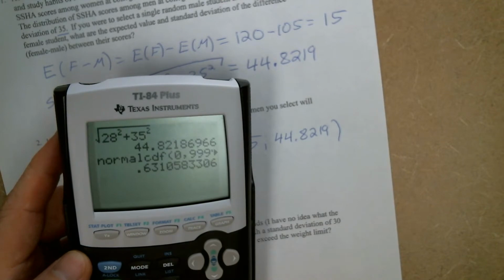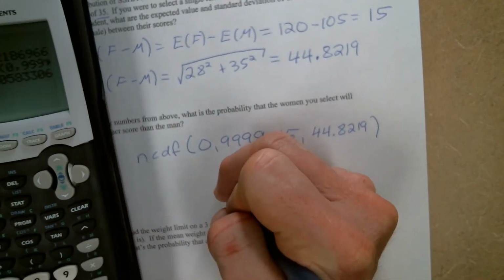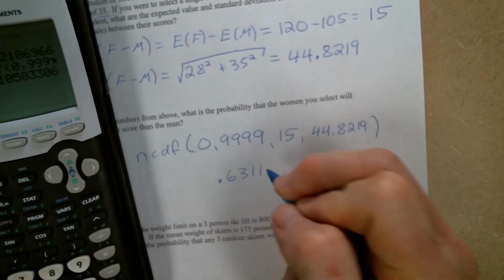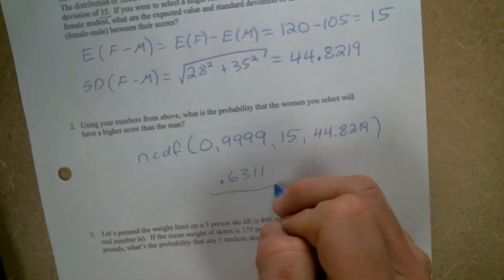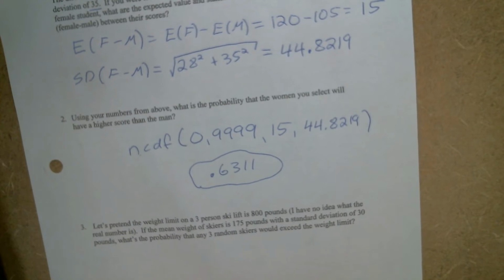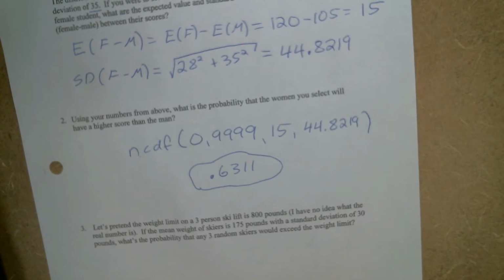And we are going to end up with 0.6311. All right, so 0.6311. And that's the probability that the woman you randomly select is going to be higher than the man you randomly select. Because again, just because the average is higher doesn't mean every single woman is going to be better than every single male. Obviously, there's going to be some variation there, but 63% of the time you would expect that the woman you grab is going to be higher than the man you grab from the pool.